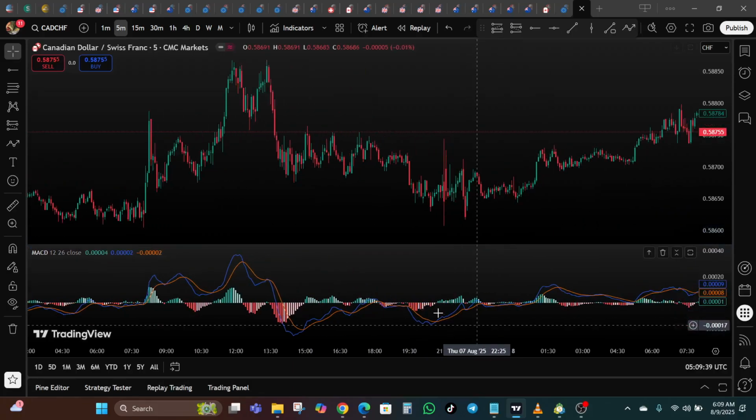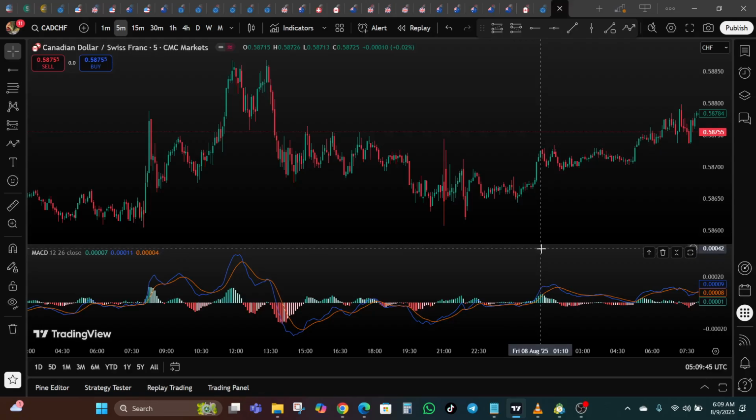All right, and then you pay attention to the histogram bars as well. Green histogram bars indicate bullish momentum, red histogram bars indicate bearish momentum. For day trading and scalping, MACD is excellent for confirming momentum before entering a trade.